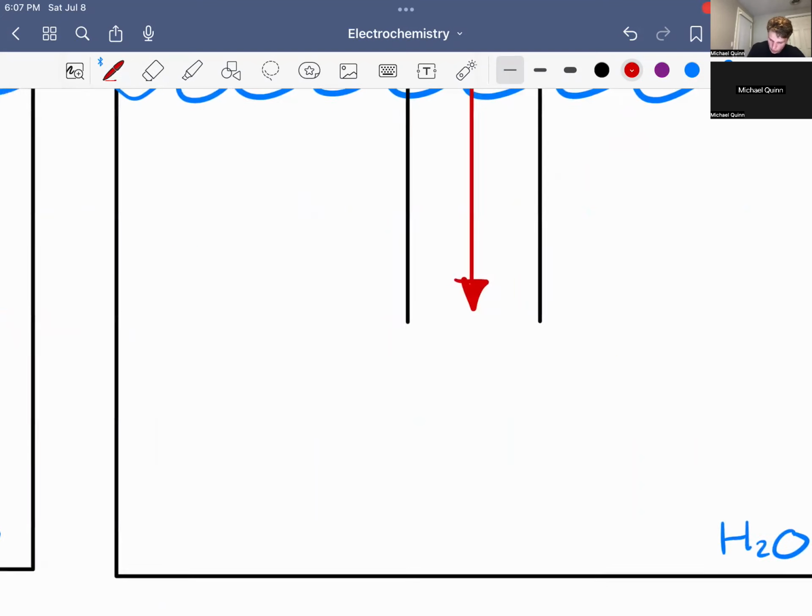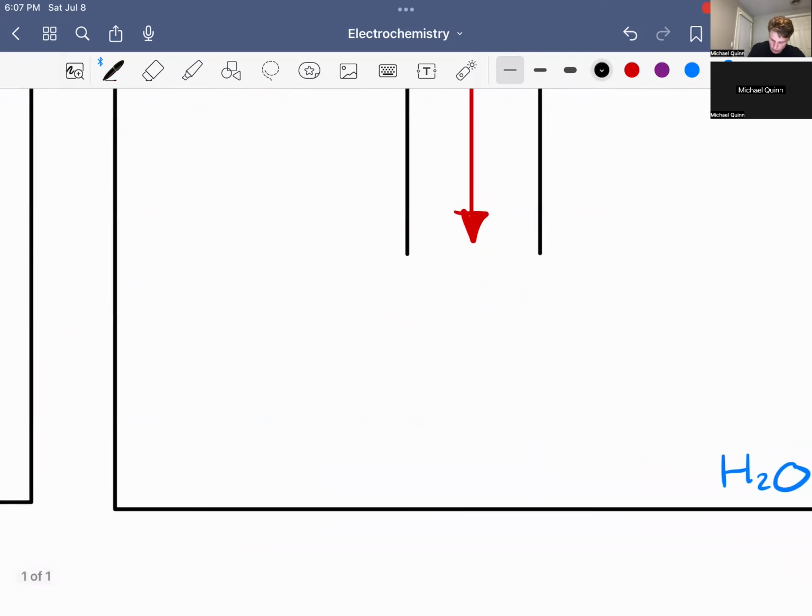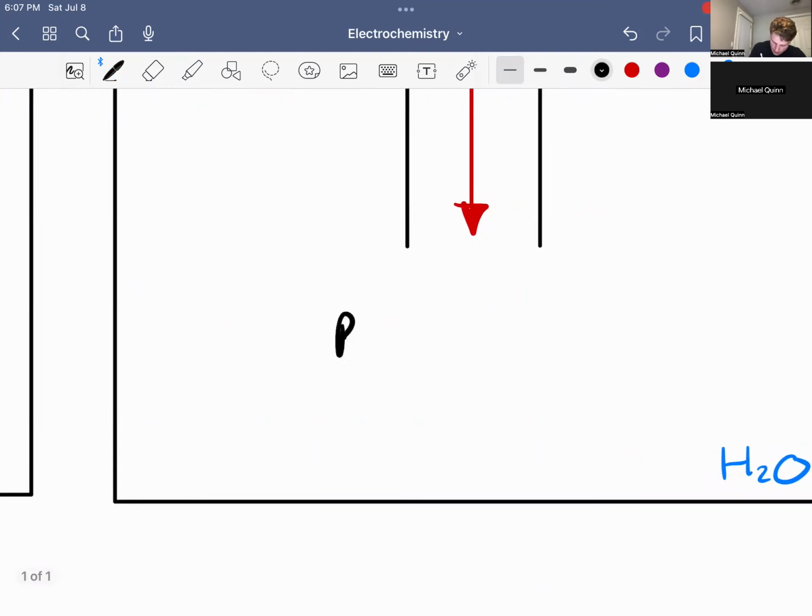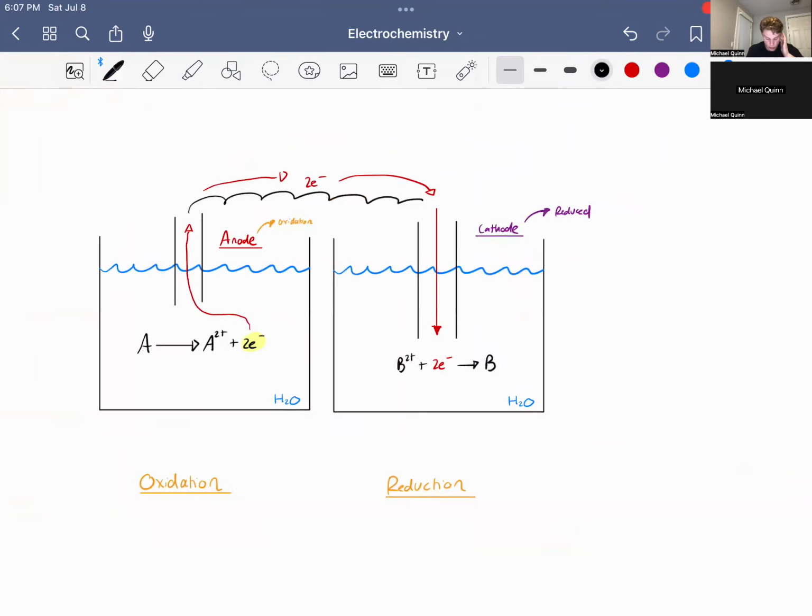And in this beaker, we're going to run a reaction where reduction occurs. So let's say we have B2+ plus these 2 electrons that we sent over from the other side, and B2+ gets reduced to B. So as we can see, we ran a redox reaction from our anode, which is where oxidation occurs, through the wire to the cathode, which is the beaker where reduction occurs. Now this redox reaction and this transfer of electrons can generate electrical energy, which is the point of an electrochemical cell.